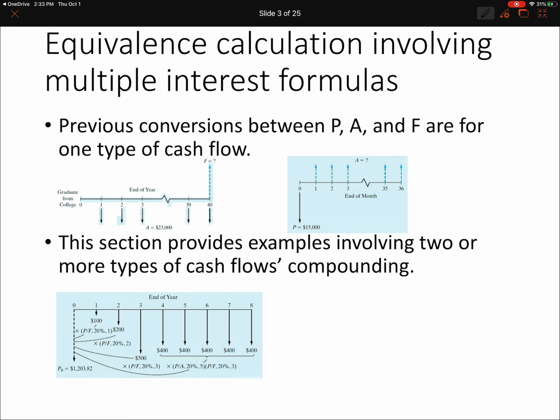Okay, so here is the subject for today. We're going to learn calculations involving multiple interest formulas. By multiple interest formulas, actually we are talking about multiple types of cash flows.